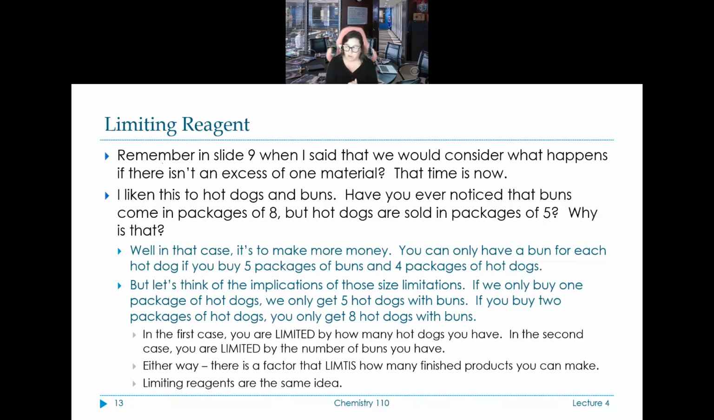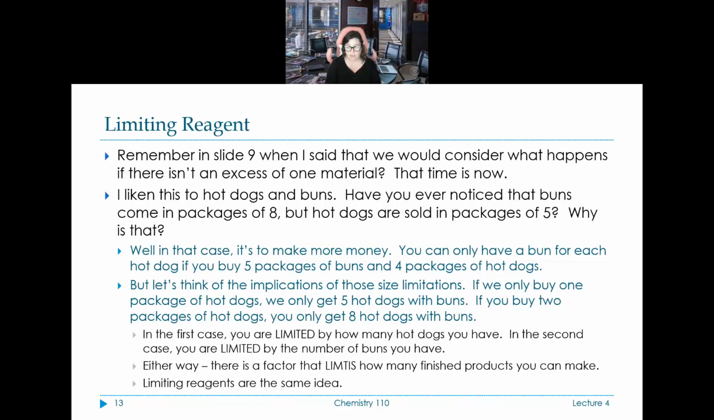Because if you don't buy multiples of both, I can only have a bun for each hot dog. If I buy 5 packages of buns and 4 packages of hot dogs, it's the only way I can get an even Steven thing out of it. Otherwise, I have either too many hot dogs or too many buns. But let's think of the implications of those size limitations. If we only buy 1 package of hot dogs, we will get 5 hot dogs with buns. If you buy 2 packages of hot dogs, you will get 8 hot dogs with buns.